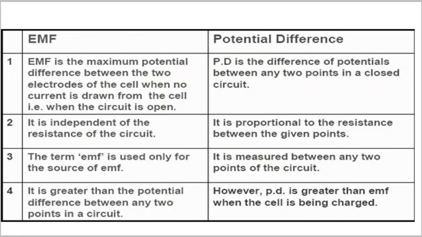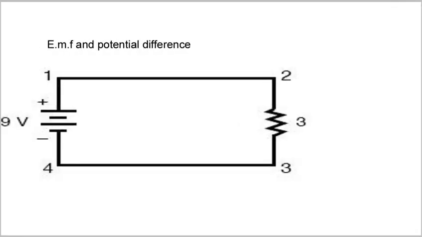Next is what is the difference between EMF and potential difference. EMF is the maximum potential difference between the two electrodes of a cell when no current is drawn from the cell. That is when the circuit is open. That is what I said. You have to disconnect 2 and 3.